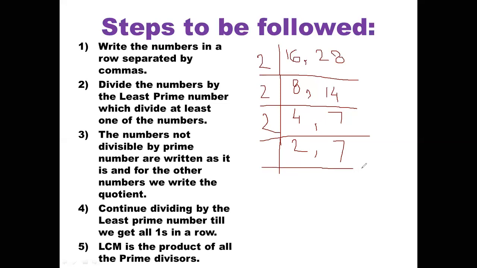I'm going to draw the line again, and then because an even number is still left over here, I'm going to select 2 again, and the quotient will come 1 under 2. I got only 1 right now, and 7, because 7 doesn't divide by 2, so it is written as it is. My fourth step says to continue dividing by the least prime number till we get all ones in a row. But still, we got only one 1 over here.